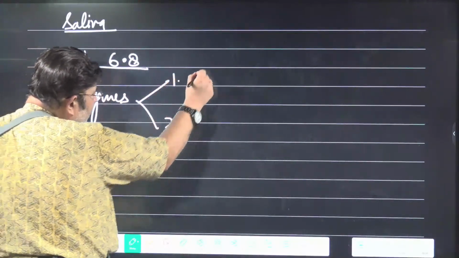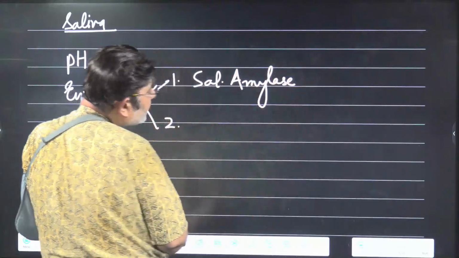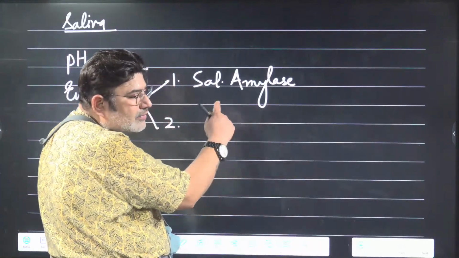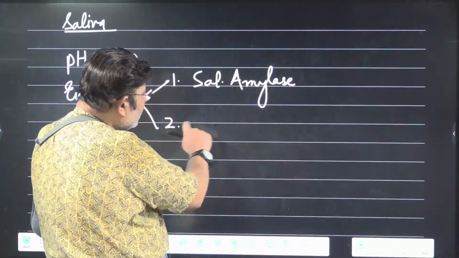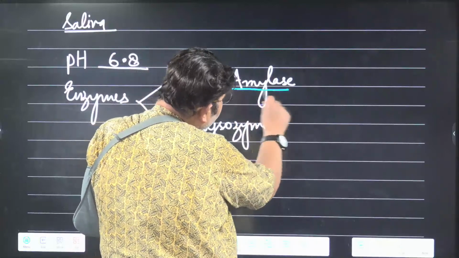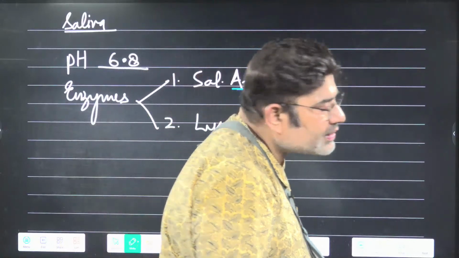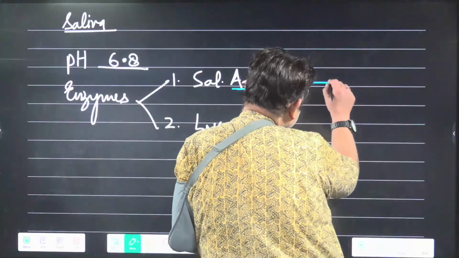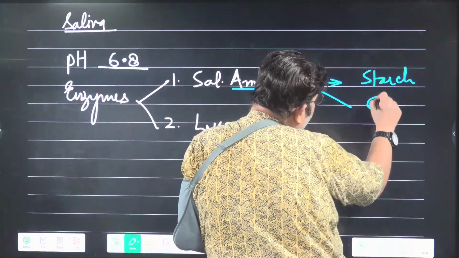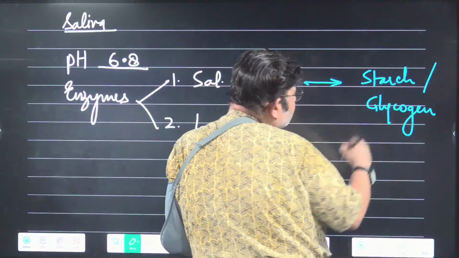The enzymes in saliva are two. Number one, salivary amylase, because we have other amylase also, pancreatic amylase. So it is better to call it salivary: from the pancreas it is pancreatic amylase, and present in the saliva is salivary amylase. The other one is lysozyme. What is the function of amylase? What does amylase digest? Yes, starch. Amylase is an enzyme to digest starch, or glycogen. Glycogen means carbohydrate. So it digests starch or glycogen.